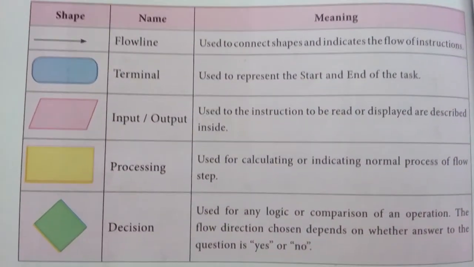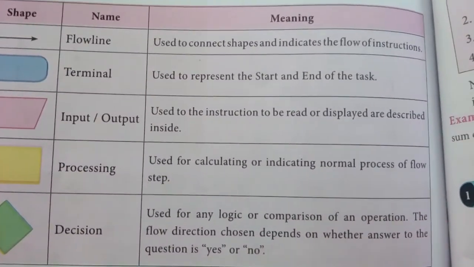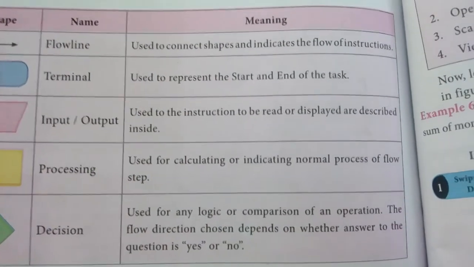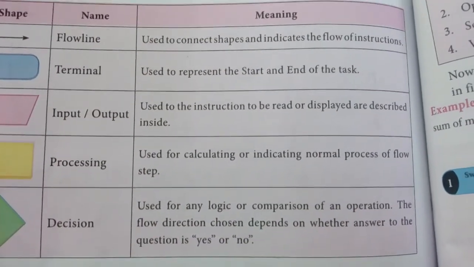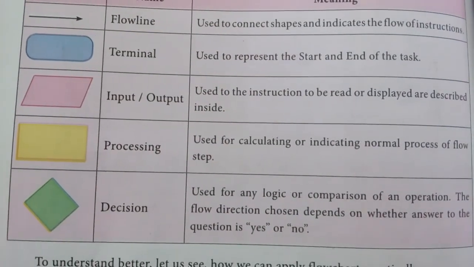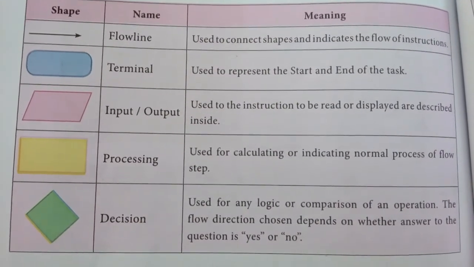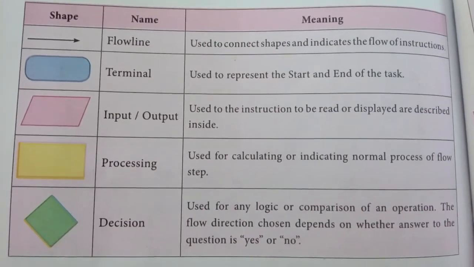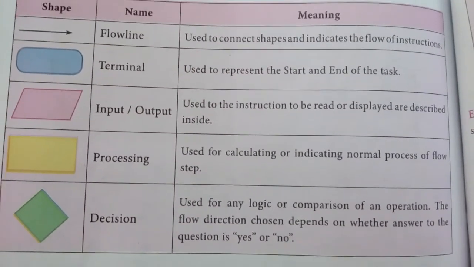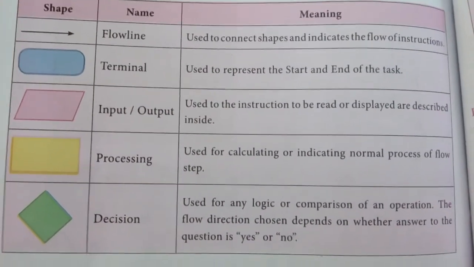Okay, the first one is the flow line. It is just an arrow mark. It is used to connect the shapes and indicates the flow of instructions. So for that purpose only we use this flow line. You must know this before entering this chapter, so I am just taking this page itself. If you know this very clearly, then you are able to go with the sums. For that part, I am going to explain this first. When you know about these shapes thoroughly, then we can proceed further.